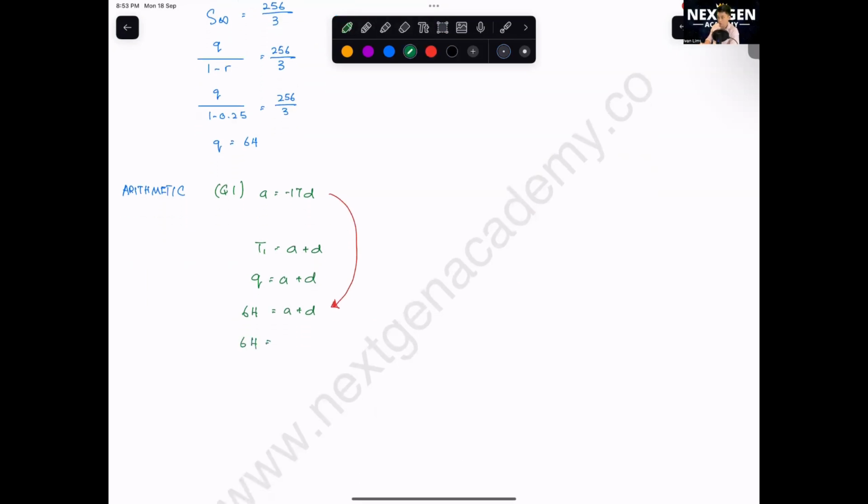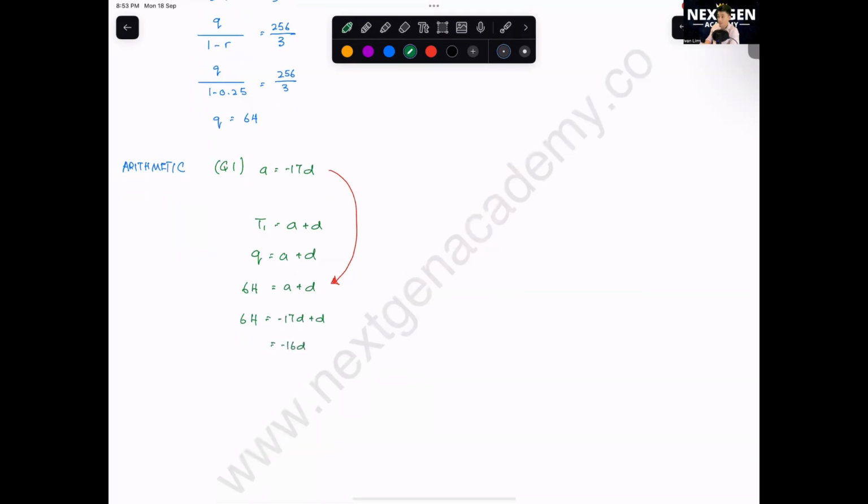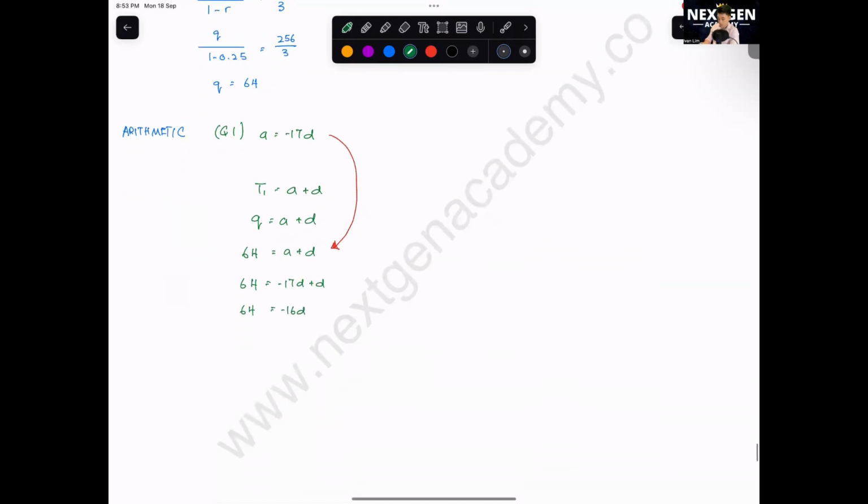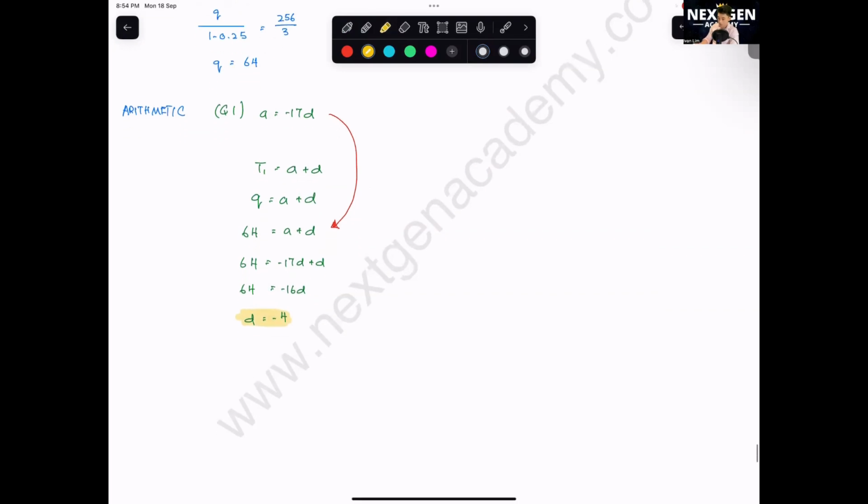So 64 equals negative 17D plus D. This will be negative 16D, where you get D equals negative 4. Okay, we have D already. Now can we find A? Just sub it back into here. So 64 equals A minus 4. A equals 68.